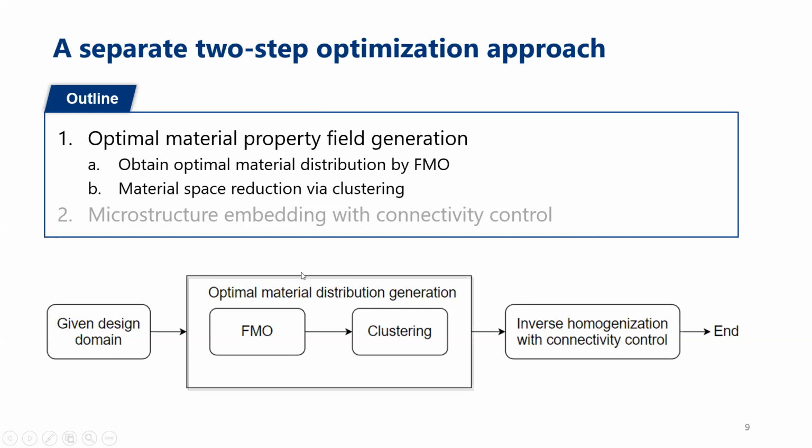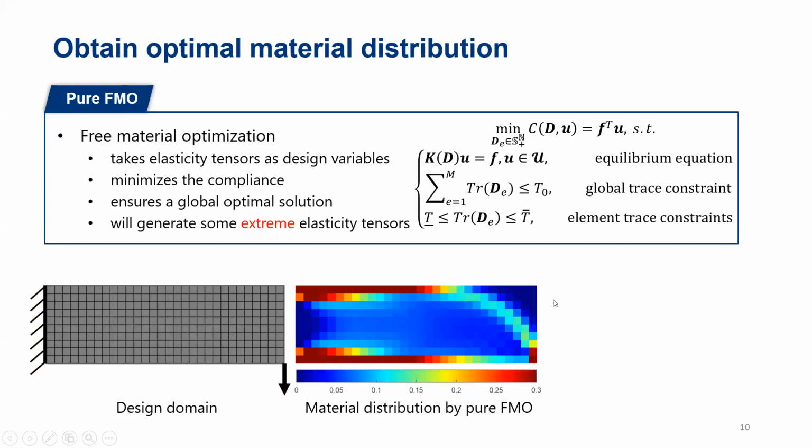It first constructs an optimal field distribution of the material properties, which takes all variables of elastic tensors as design variables. This is in contrast to previous approaches solely using the density. After this, we embed each microelement with an equivalent microstructure using an inverse homogenization approach. Okay, let's begin with the optimal material property field generation.